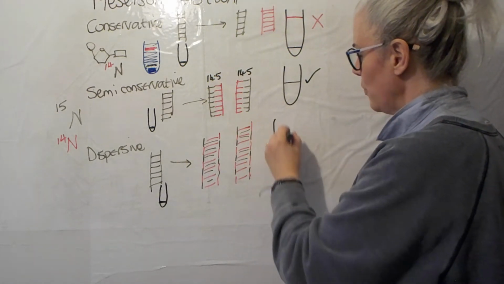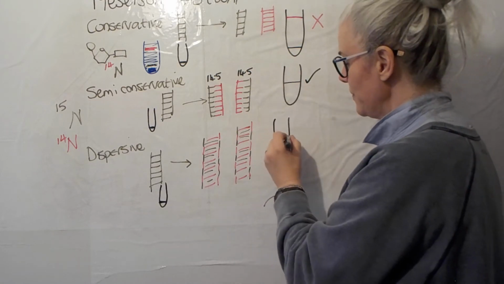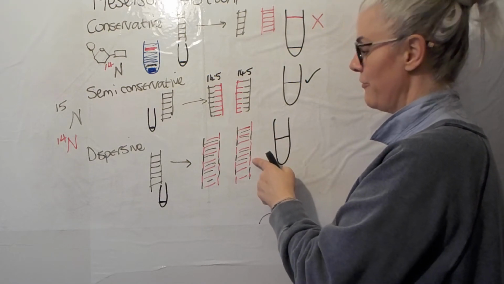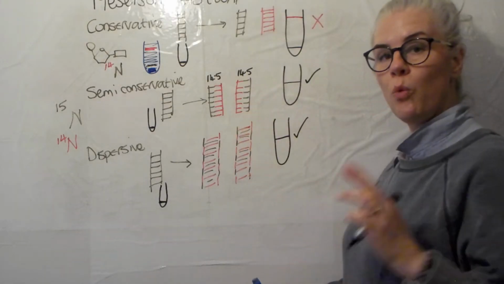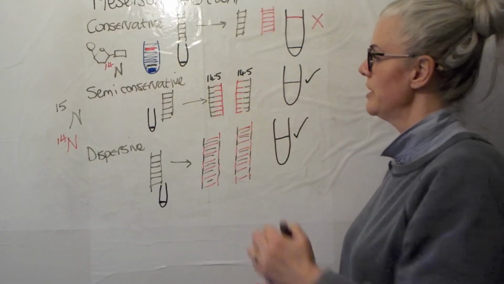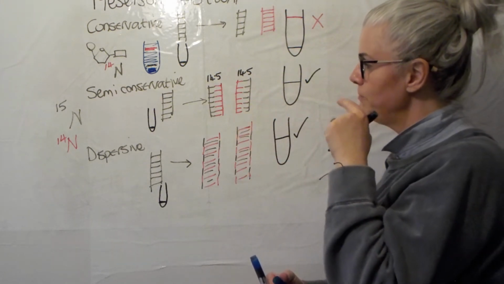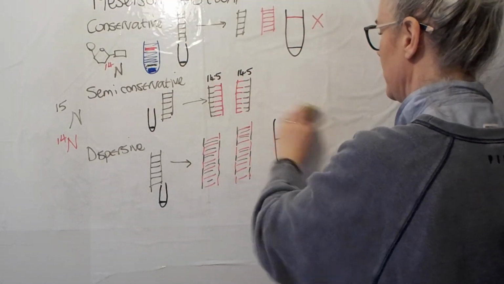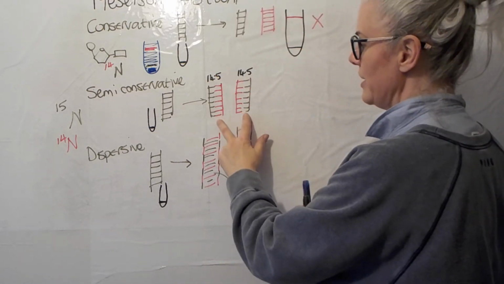But if you spin this one, remember this one is an equal mix of 15 and 14, you'd get the same thing. You'd get a band halfway between 15 and 14. And again, that is what they saw. So they couldn't quite work out from one experiment, one lot of DNA, if it was semi-conservative or dispersive. So what they did is they let these grow again. Now, let's have a look. So at this point, it could be either one. So they grew these again.